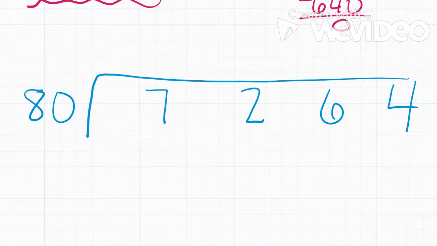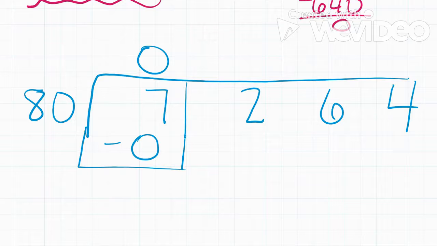So can 80 go into 7? No. So I'm going to write 0 here. I'm going to subtract 0. 7 minus 0 is 7. So I'm going to box that off. I'm going to draw an arrow to tell me that the 7 has to go up here with the 2. So now it becomes 72.